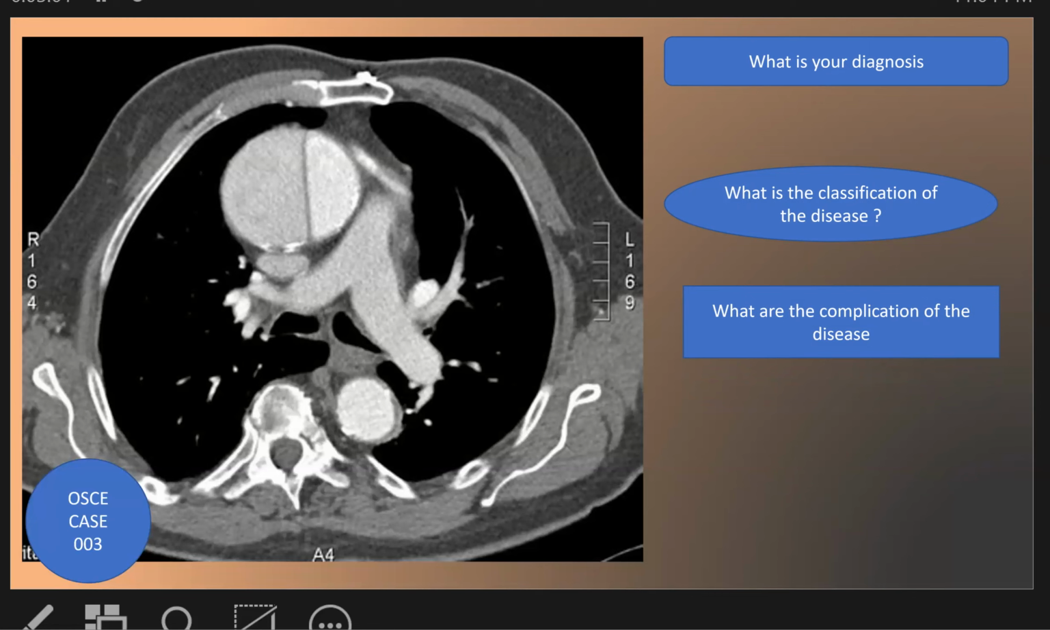What are the complications of this disease? Complications may be due to the aortic dissection: death, severe internal bleeding, and organ damage like kidney failure and life-threatening intestinal damage, and we have stroke, and we have aortic valve damage leading to aortic regurgitation or aortic rupture and cardiac tamponade.